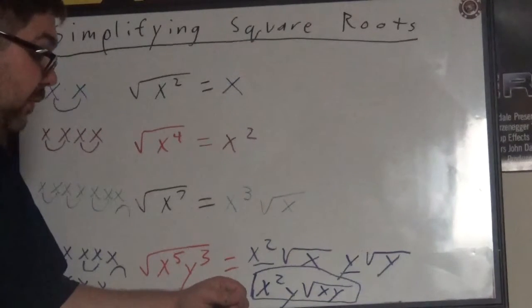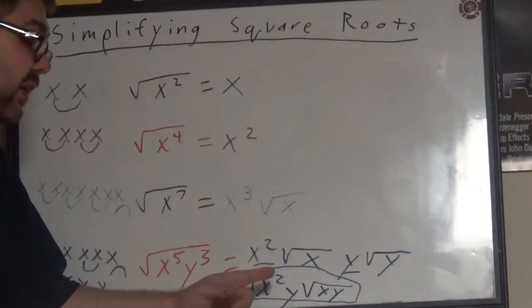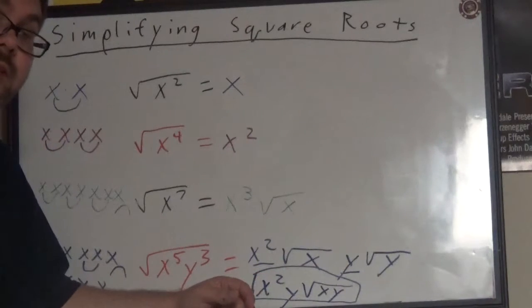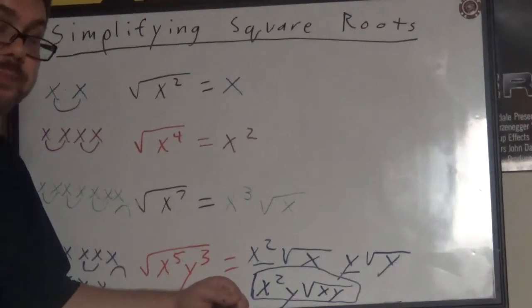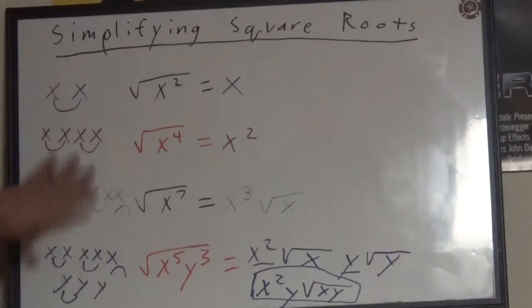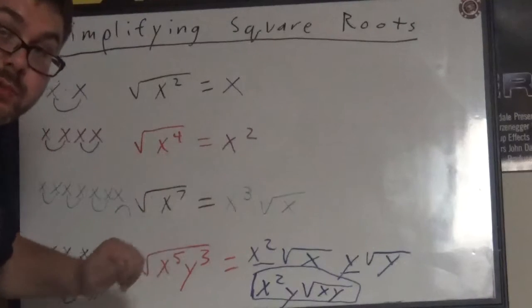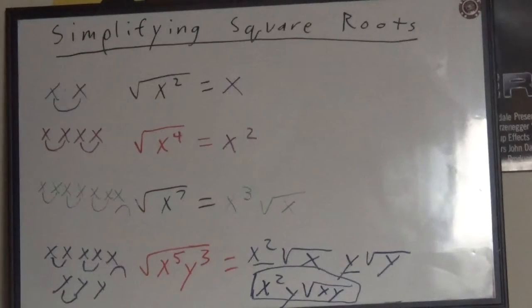So it means x squared times y times the square root of x times y. I think with this method, it makes simplifying square roots much easier.